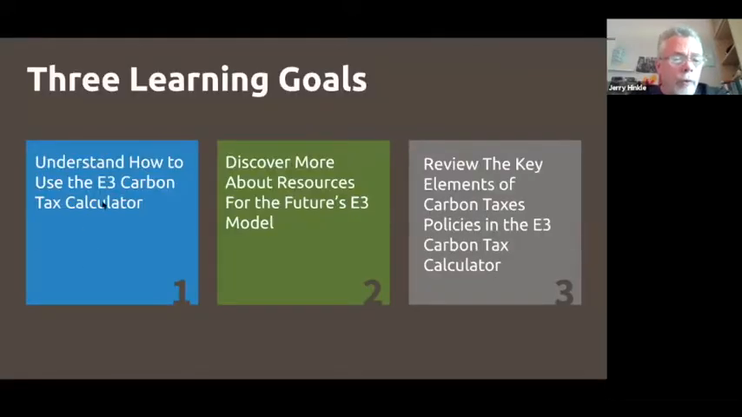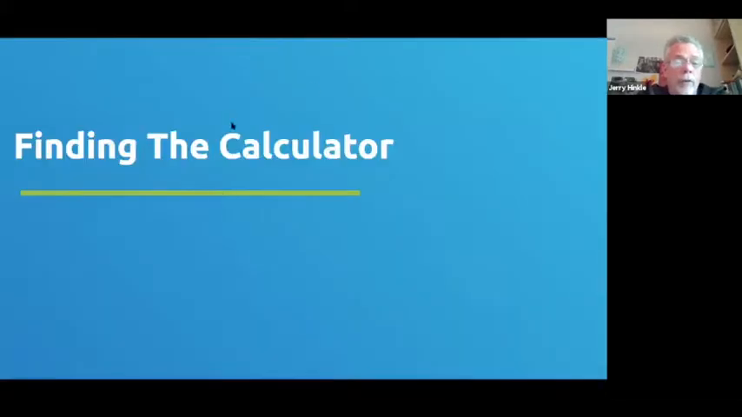So I want to go over the learning goals tonight. The first thing is to understand how to use this E3 carbon pricing calculator. The second is to discover more about the Resources for the Future's model that underlies the results in the calculator. And finally, we want to review the key elements of carbon tax policies in the carbon pricing calculator. That's it. I will hand it over to Marc.